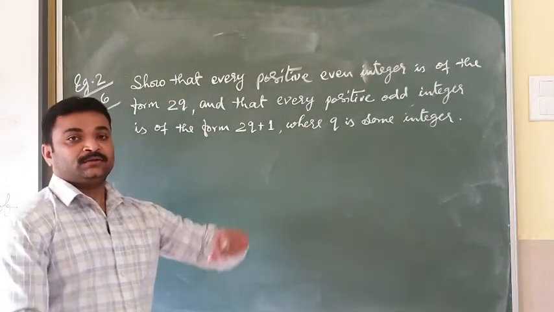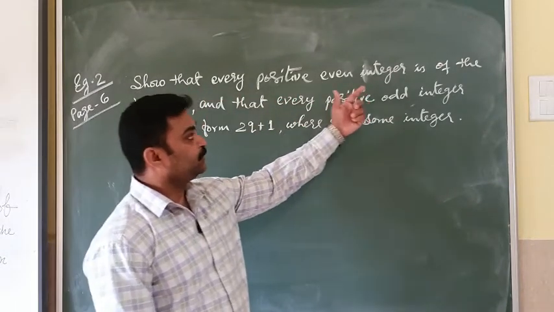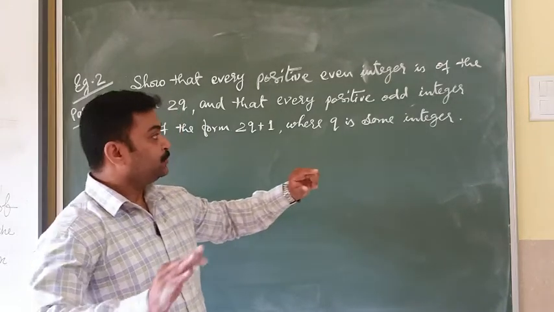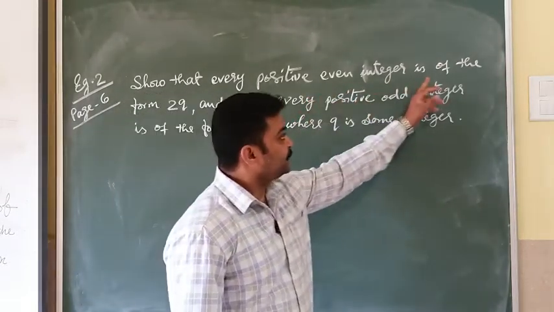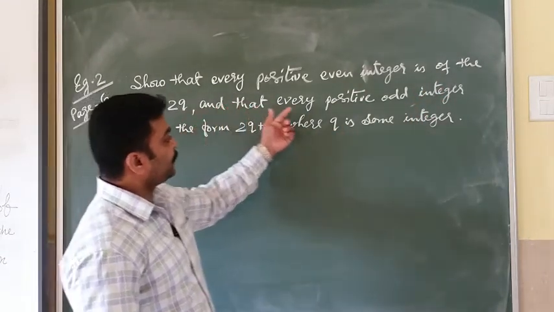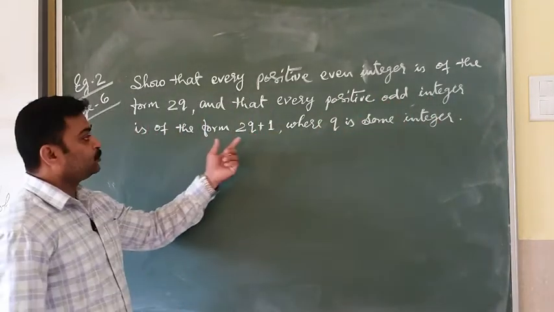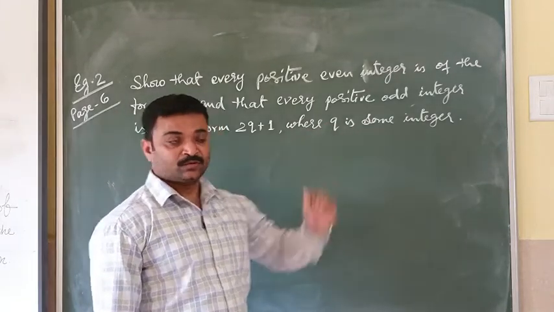So here, example number 2 says, show that every positive even integer means, you all know even integers? Okay. An even integer is of the form 2q, and that every positive odd integer is of the form 2q plus 1, where q is some integer. Okay.